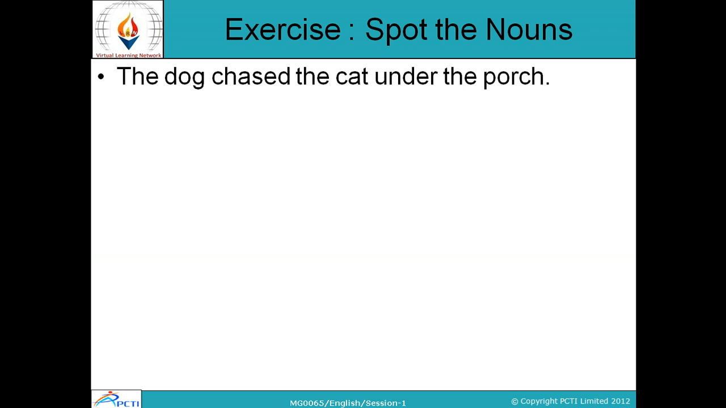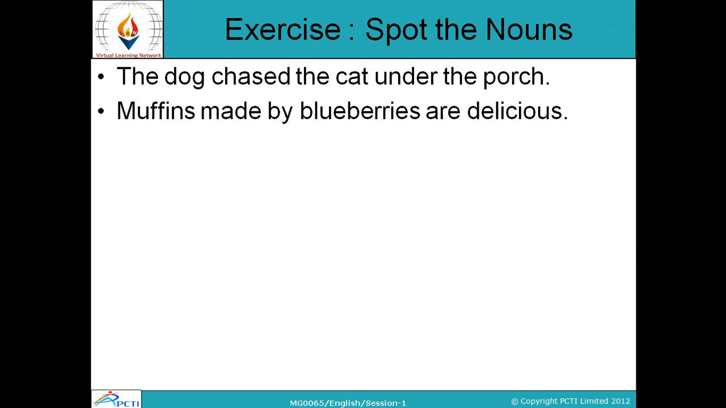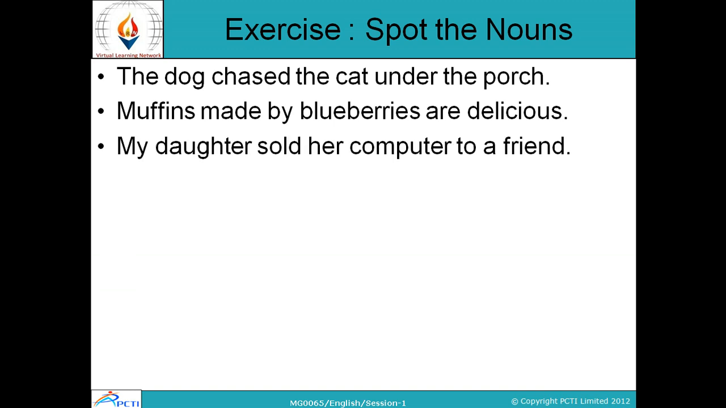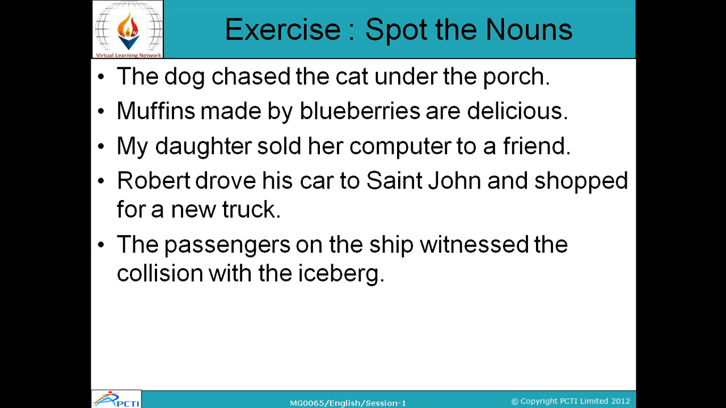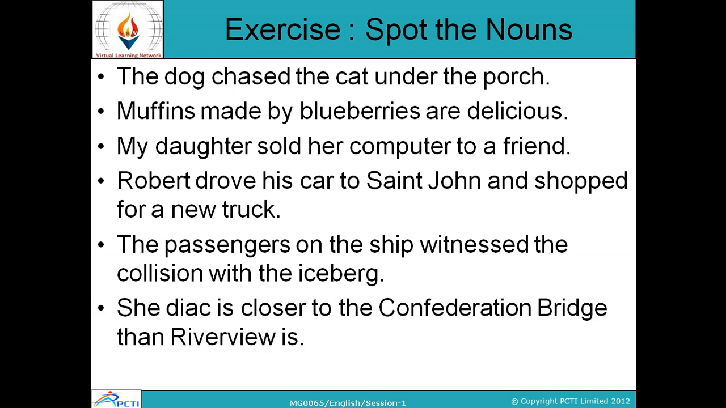Now let us spot the nouns in these sentences. The dog chased the cat under the porch. Muffins made by blueberries are delicious. My daughter sold her computer to a friend. Robert drove his car to St. John and shopped for a new truck. The passengers on the ship witnessed the collision with the iceberg. The dike is closer to the Confederation Bridge than Riverview is.